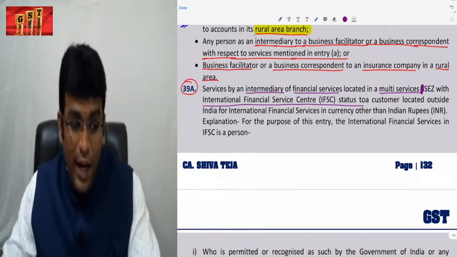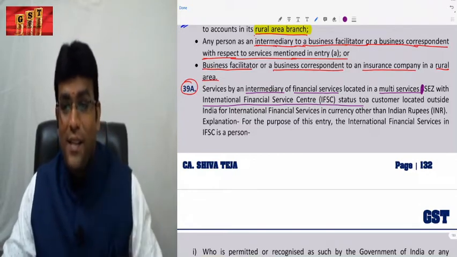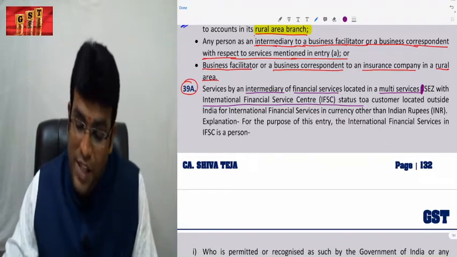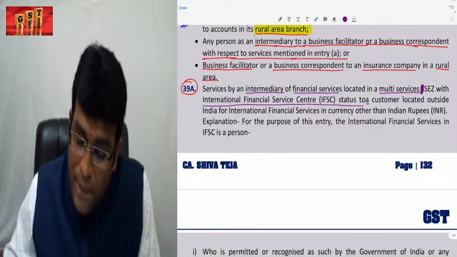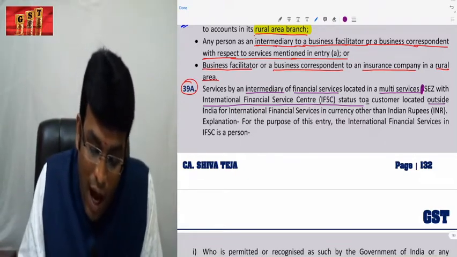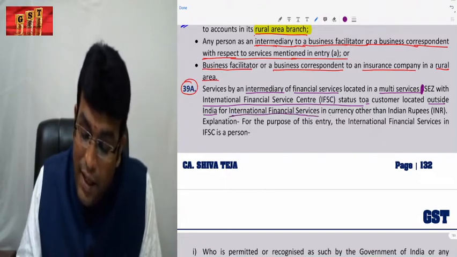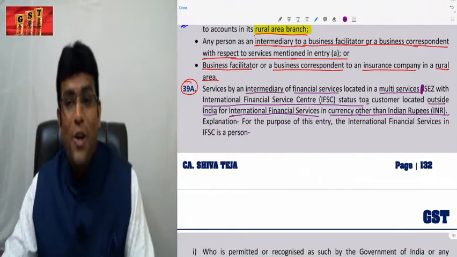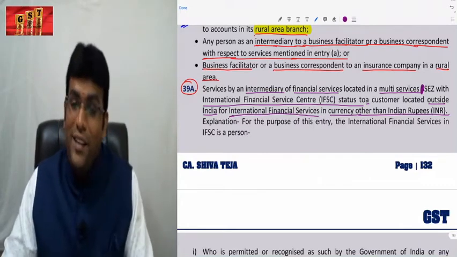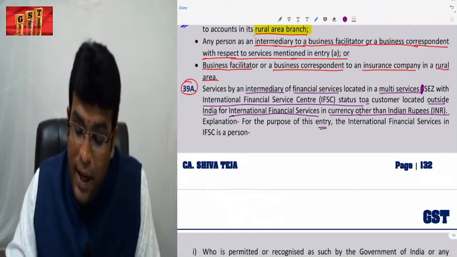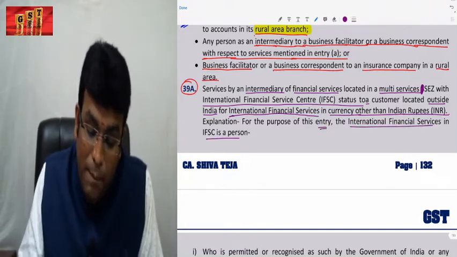Services by an intermediary of financial services located in a multi-services SEZ with IFSC status to a customer located outside India for international financial services in currency other than Indian rupees. Obviously, I just told you that they'll only deal in foreign currency. For the purpose of this entry, IFSC is a person.